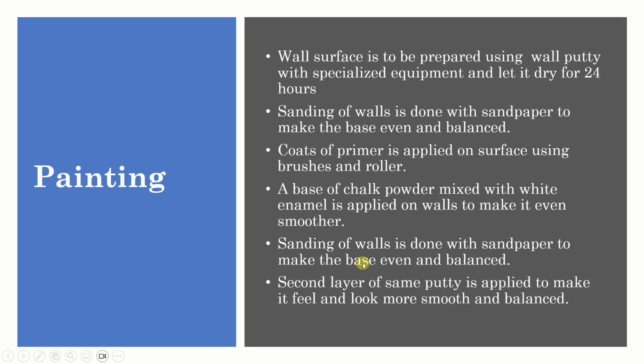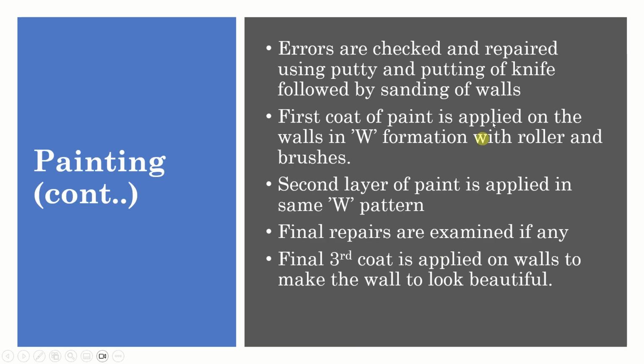Sanding of walls is done with the sandpaper in order to make the base even and balanced. A second layer of the same putty is applied to make it look more smooth and balanced. And errors are checked and repaired using putty and putty knife, followed by the sanding of walls. First coat of the paint is applied on the walls in W formation with the roller and brushes. Second layer of paint is applied in the same W pattern. Final repairs are examined if any. Final third coat is applied on the walls to make the wall look beautiful.